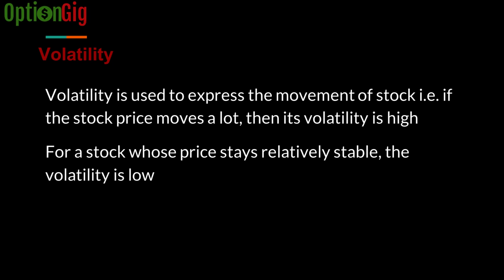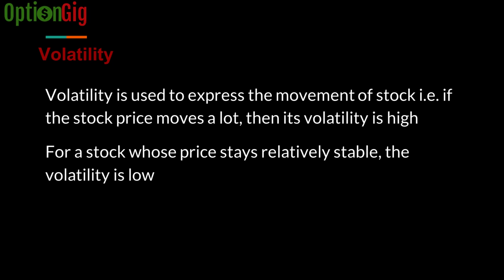So a stock like Tesla will move 30, 40, $50 per day, its volatility is considered to be high as compared to an equally priced stock which moves only $5 to $10 per day. So that stock will be a low volatile stock. Tesla will be a high volatile stock. So volatility is just used to express the magnitude of the movement in a stock.